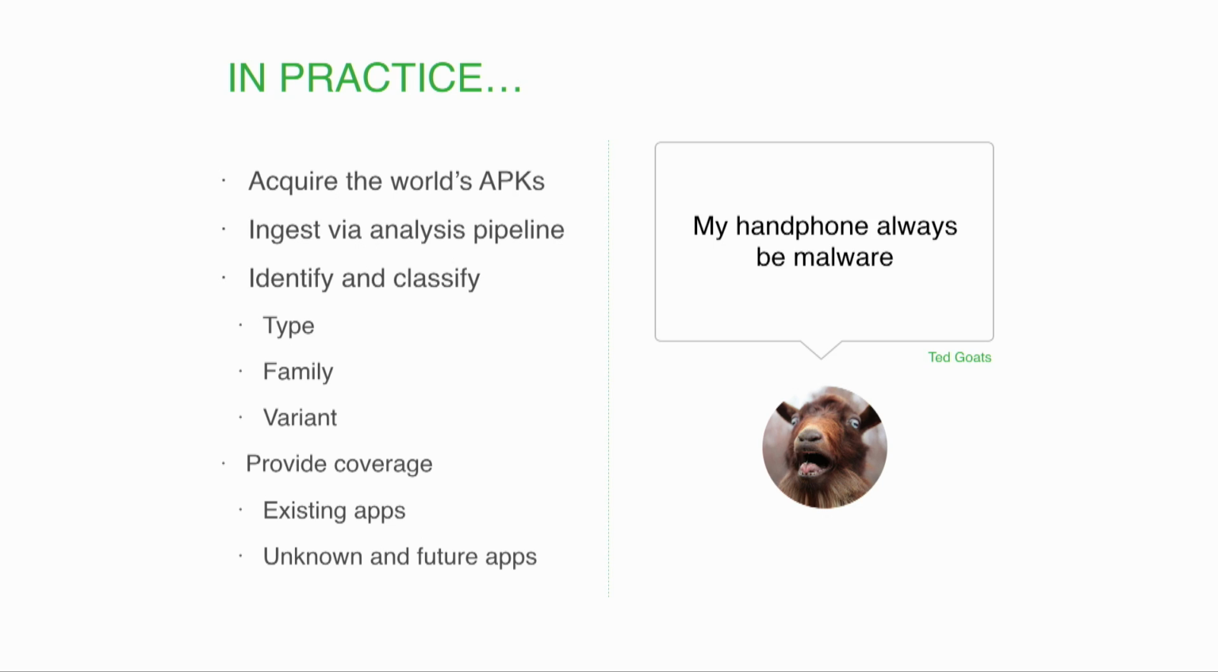So what do we do on research and response? Well, first, Lookout tries to acquire the world's APKs. So we try to collect everything we can. And this means through app stores, this means through user submissions, this means through web crawlers. Any way that we can find to find more applications, we will automate that, write crawlers, and pull them in. We then put them into an automated analysis pipeline.